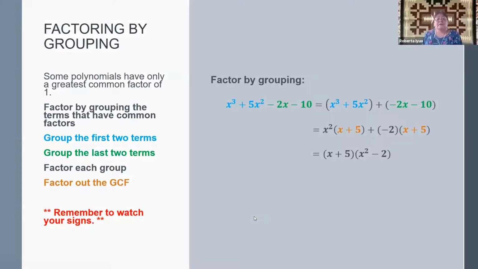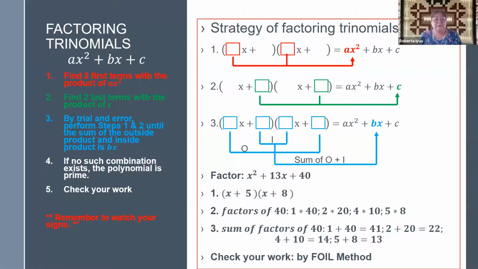In this section, we'll be covering factoring trinomials. And the standard form of that is ax squared plus bx plus c. So first, you're going to find the 2 terms with the product of ax squared. As you can see in my illustration here, ax squared is the product of the first term of your first binomial, and the first term of your second binomial.